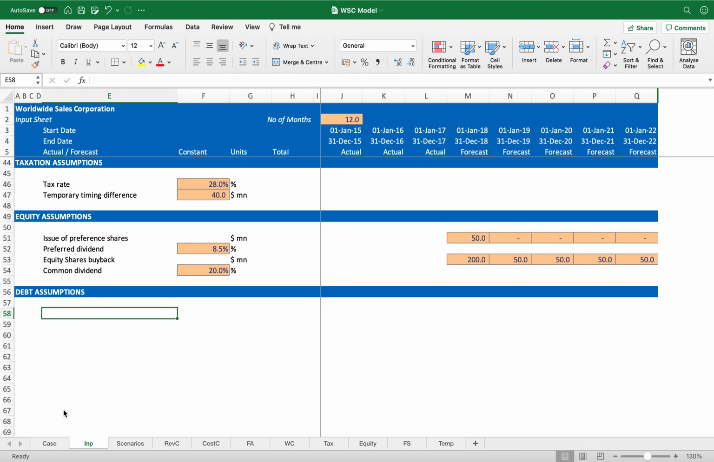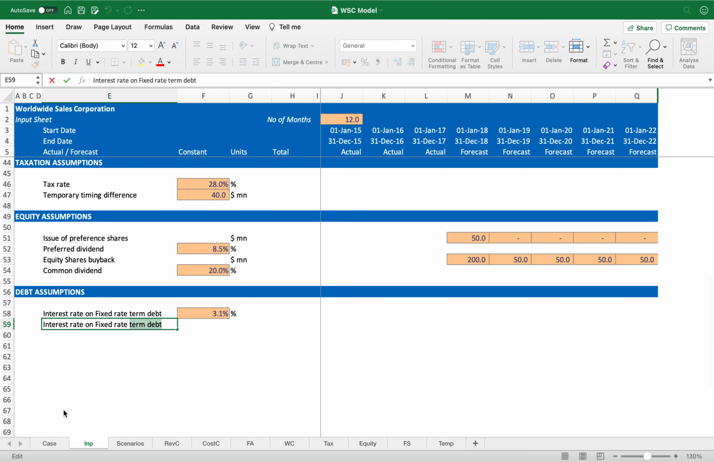So let's start. Interest rate on fixed rate term loan or term debt. Now what is the interest rate? It was 3.1%. Right? Interest rate on fixed term debt was 3.1%. Interest rate on revolver, again 3.1%.